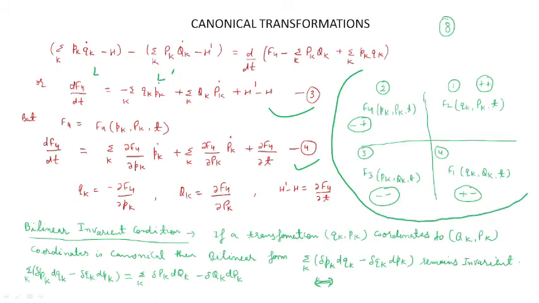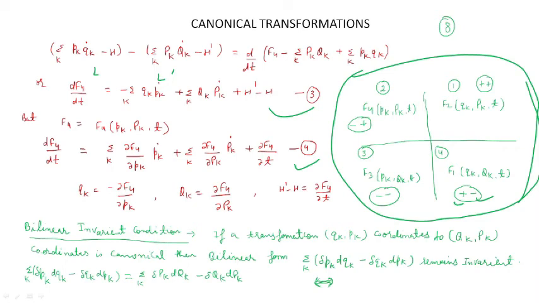Now we can remember these generating functions as follows. In the first quadrant we will use F2, in the second quadrant we will use F4, in the third quadrant we will use F3, and in the fourth quadrant we will use F1. Now you see that when we find the canonical transformations, our first relation will be that del F1 over del qk was equal to plus pk. So this is your plus sign. Then our next relation was del F1 over del Qk, and it was equal to minus Pk. So here the minus sign is used. Similarly, for the other generating functions, we can find.